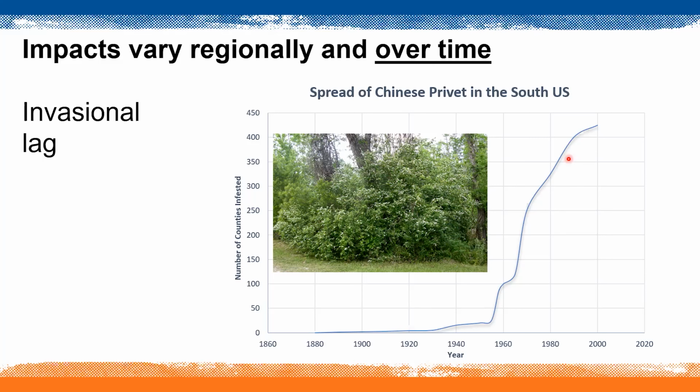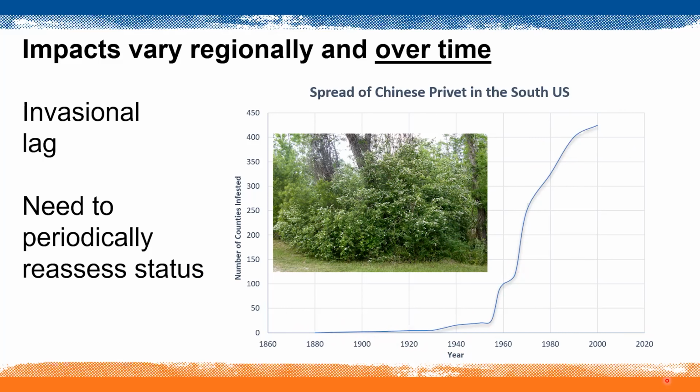And again, it's referred to as an invasional lag: a species is present in a system for a long time before it becomes very abundant and a problem. And what it really shows us is, as we think about whether or not we classify something as an invasive species, whether or not it meets those three criteria of being non-native, introduced intentionally or unintentionally, and causing harm, we have to periodically reassess that. That's something we have to keep in mind.